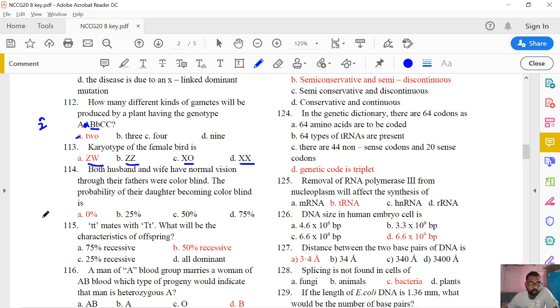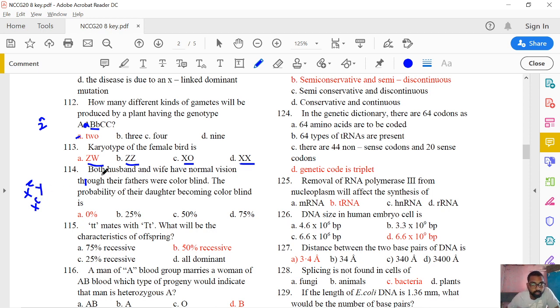Both husband and wife have normal vision, though their fathers were colorblind. The probability of their daughter becoming colorblind is, so here the husband is normal, which means only one possibility. You need not know the father's genotype here. The wife has normal vision, therefore definitely she has one capital C.